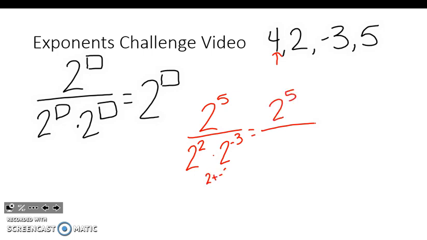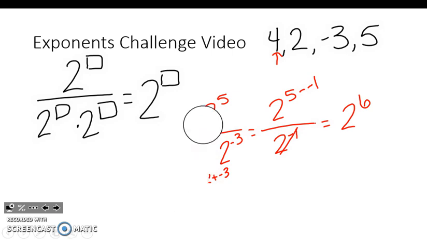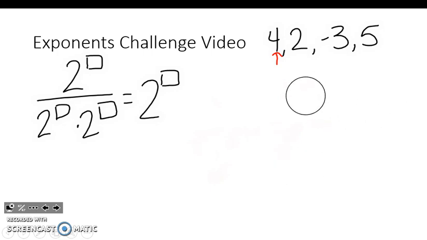2 plus negative 3 is 2 to the negative 1st. But then when I take 5 minus a negative 1, I'm going to get 2 to the 6th instead of getting 2 to the 4th. So that's not going to work. So let me try another one.